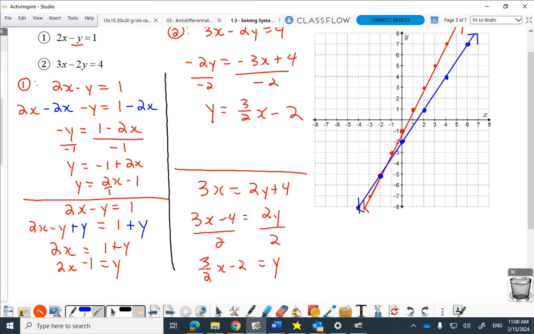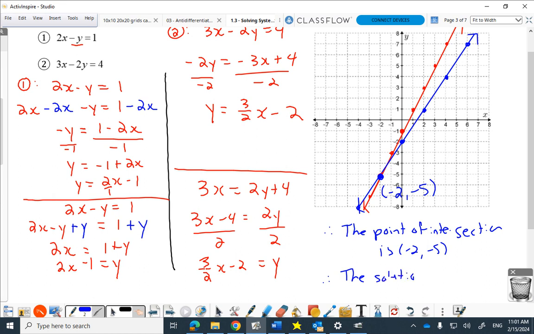And so I've got the point of intersection there, -2, -5. Therefore, the point of intersection is -2, -5. Or you could write, therefore, the solution is -2, -5. So you've got some options on what you write there.